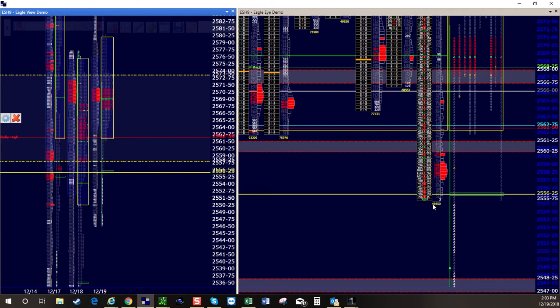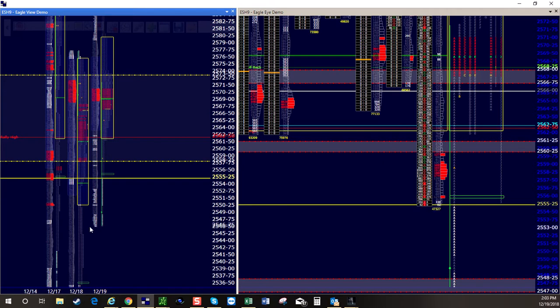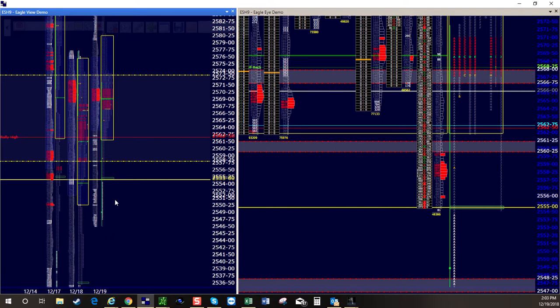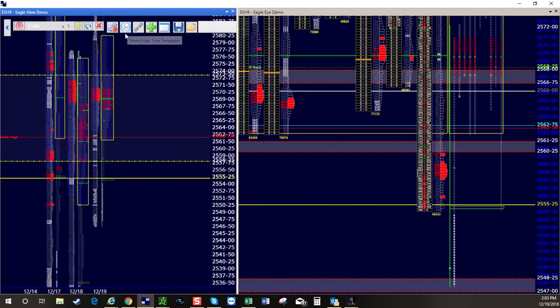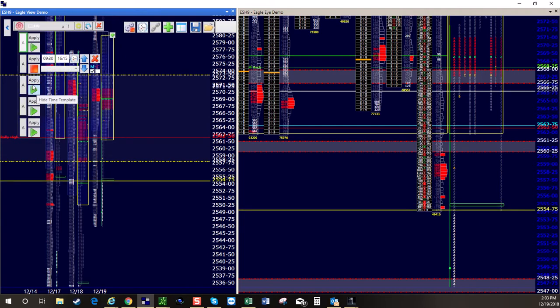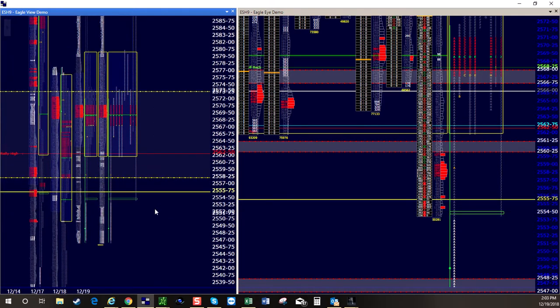Now we have some completion. But the market wants to continue to trade lower. Again, if we trade lower, we need to maintain a double distribution, or at the very least continue one time frame lower starting from J period. If we cannot do that, the market more than likely will be pulled back to value.